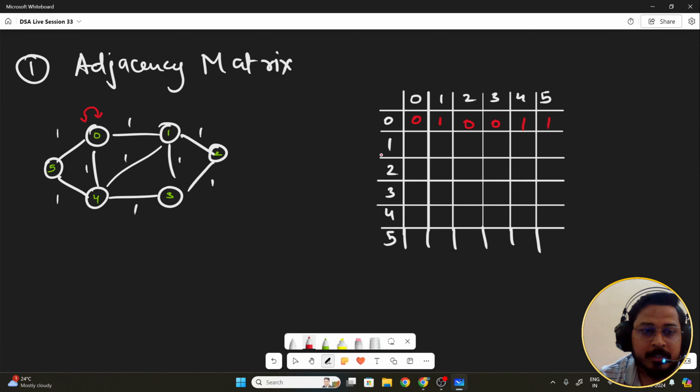Is there any edge between 1 to 0? Yes, because this is undirected. So 1 to 0 also I can go. So I can say the edges from 0 to 1 and 1 to 0 also, vice versa. 1 to 1? No. 1 to 2? Yes. 1 to 3? Yes. 1 to 4, do we have? Yes. And 1 to 5, do we have? No.